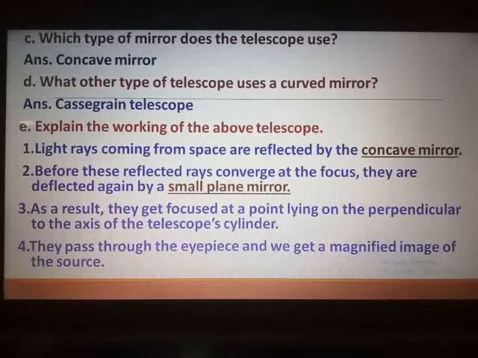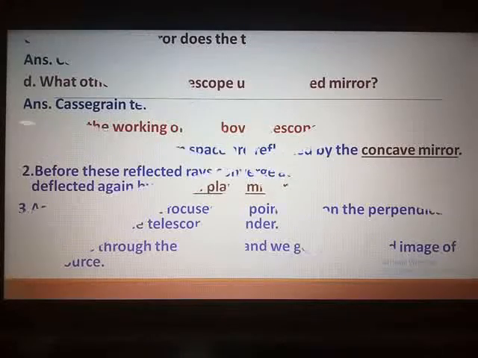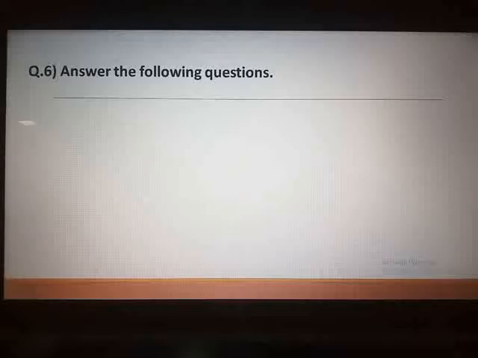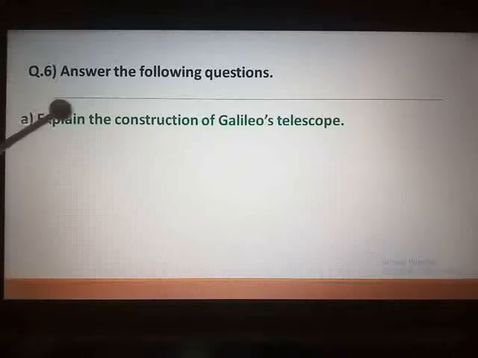Now we move towards the last question of last textual question. Question number 6. Answer the following questions. A. Explain the construction of Galileo's telescope. Explain the construction. Now Galileo's telescope is nothing but the refracting telescope on page number 210. So I will give you the points in marking. First point you have to write somewhere on page number 210. Second paragraph with the heading optical telescopes. You can see the heading in light blue color.